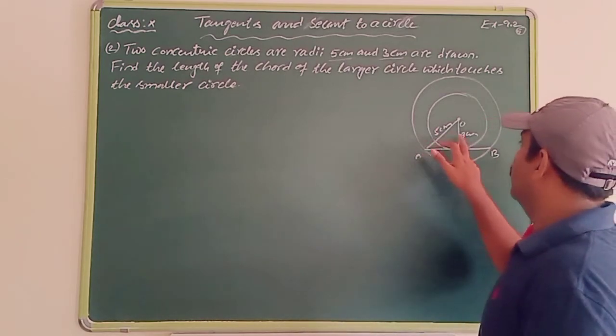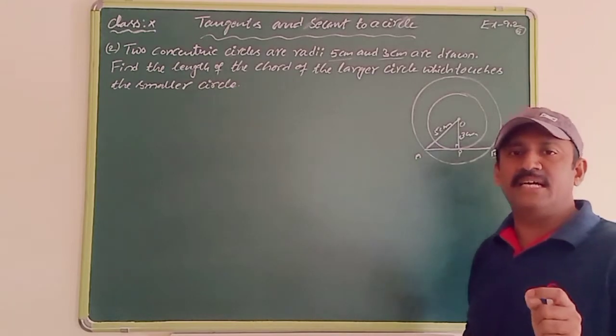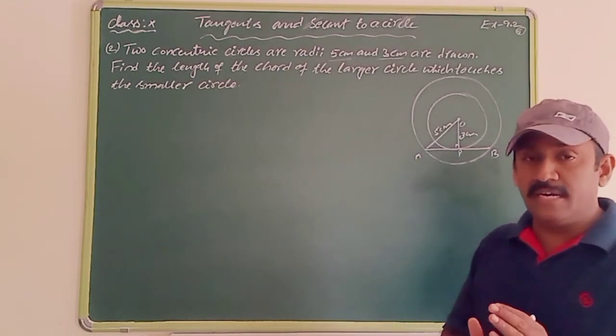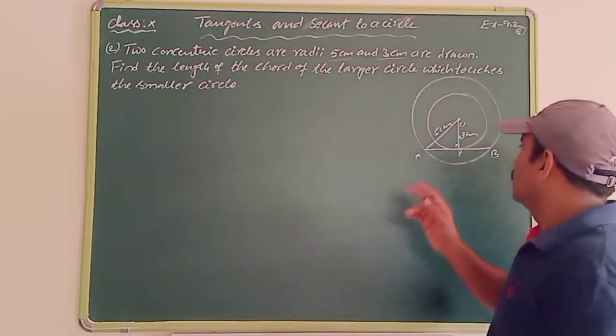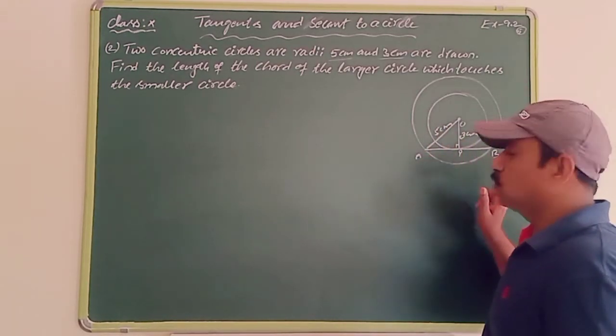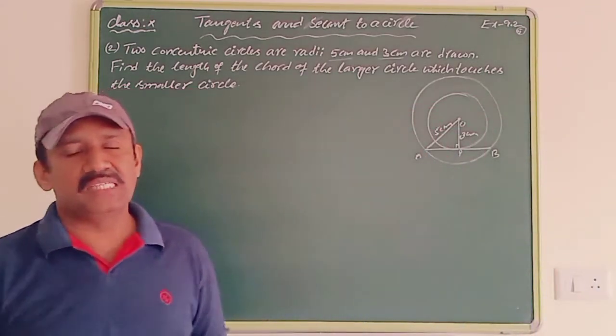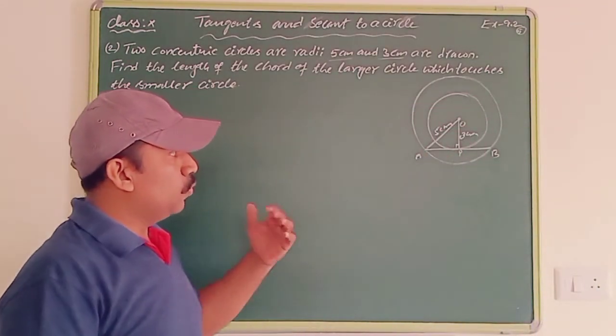For example, with 5 and 3 here we will definitely get 4, because 3, 4, 5 is a Pythagoras triplet, right? In a right triangle, according to the Pythagoras theorem, with 3 and 5 here, we will definitely get 4 only. Then what is the total AB length here? 2 times AP, that is 4 into 2 is equal to 8 centimeter. So we can discuss it now step by step.